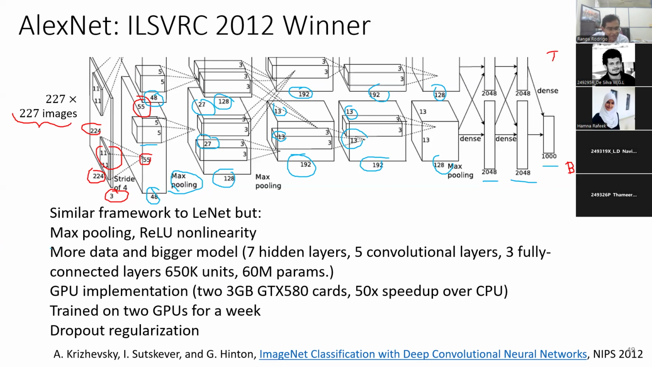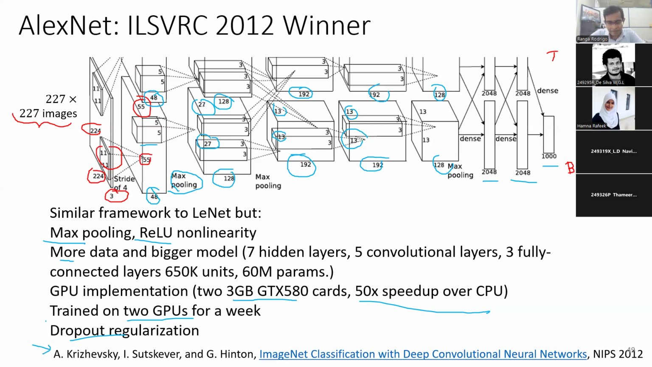So similar to LeNet, but max pooling is there instead of average pooling. And they use ReLU nonlinearity. More data and bigger model, 7 hidden layers, 5 convolution layers, and 3 fully connected layers. Altogether 650,000 units, 60 million parameters. GPU implementation, 2 GTX 580 GPU cards with 3GB each. 50 times speed up over CPU. Trained on 2 GPUs for a week. And they had so-called dropout regularization. This is that famous AlexNet paper.